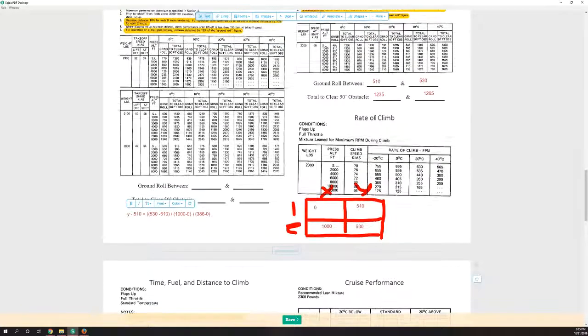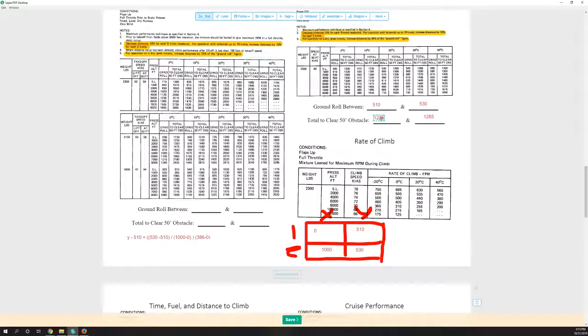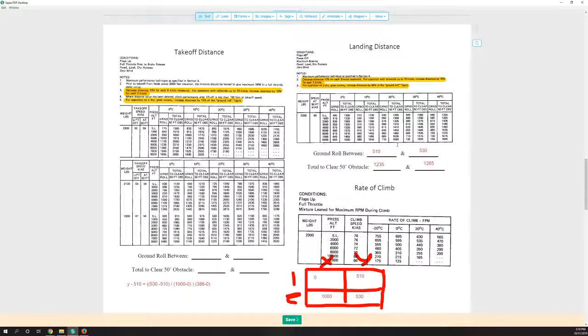So we can do a similar deal to just estimate an answer for our total distance to clear a 50-foot obstacle. So it's going to be between 1235 and 1265. There's a 30 difference. So once again, we want to figure out what is 40% of 30. We can put it in a calculator, but 10%, and then if we take that 10% and multiply by 4, we'll get the answer. So 10% of 30 is 3. 4 times 3 is going to be 12. And so we're going to add 12 to it.